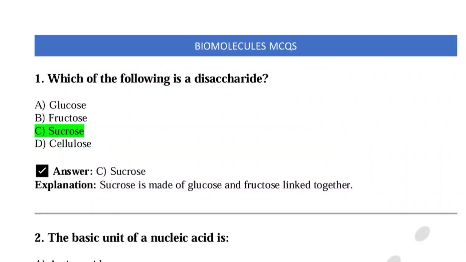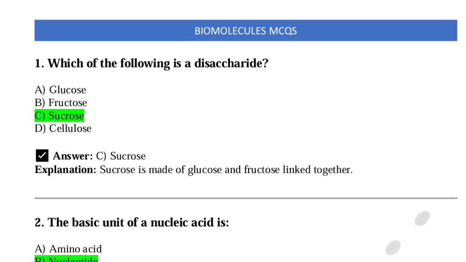Hello everyone. In this video we are going to discuss the MCQs of biomolecules. So let's begin with the very first question. Which of the following is a disaccharide?